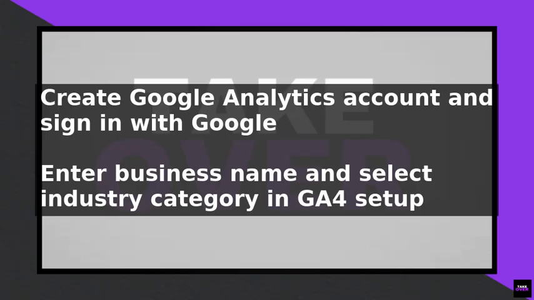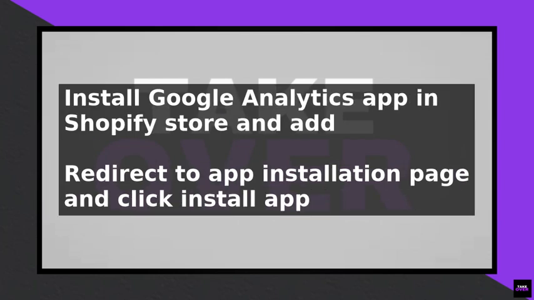Next, install the Google Analytics app in your Shopify store. Go to the Shopify App Store and search for Google Analytics. Click on the app and then click on Add App. You will be redirected to the app installation page where you will need to click on Install App.